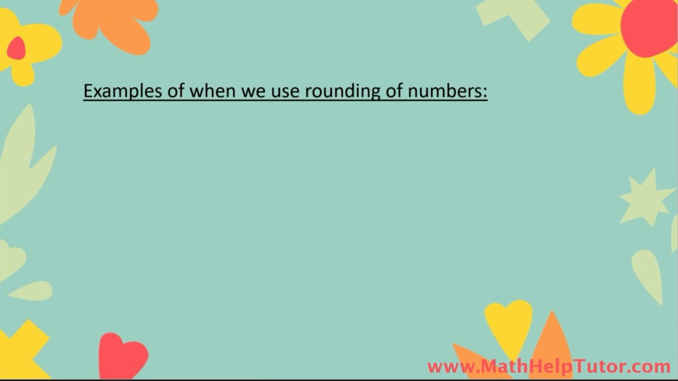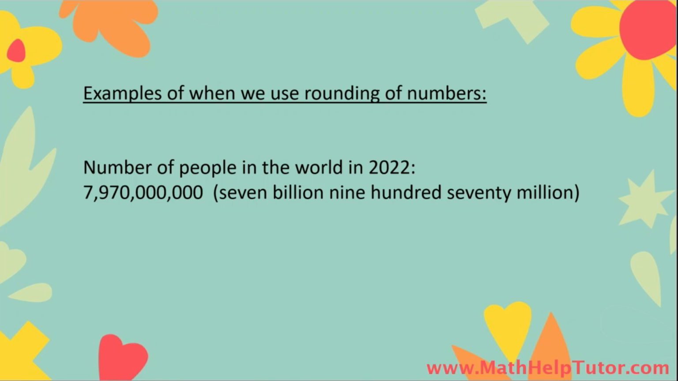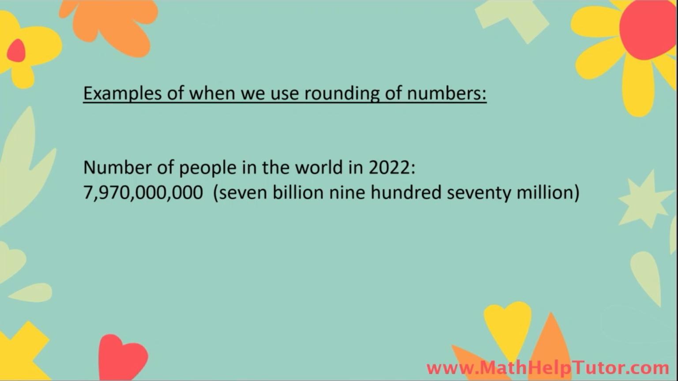Here's another example. To count the number of people in the world, scientists estimate that in the year 2022, we have about 7,970,000,000 people in the world. They do this estimate because it's nearly impossible to count every single person in the world, and it's hard to understand a very exact number, say 7,970,453,754 people in the world, right?